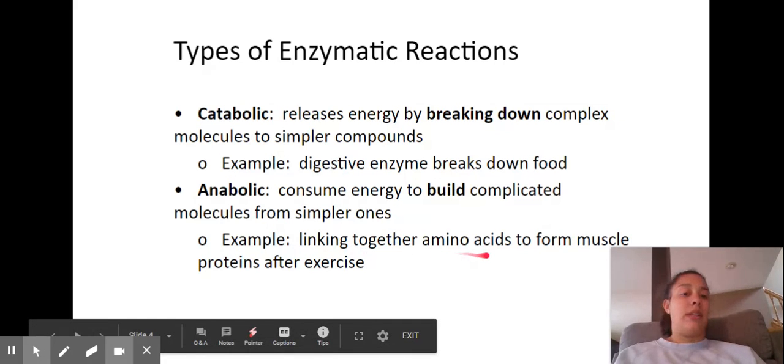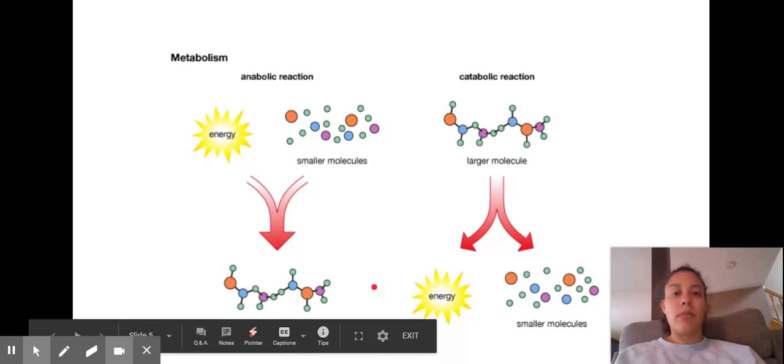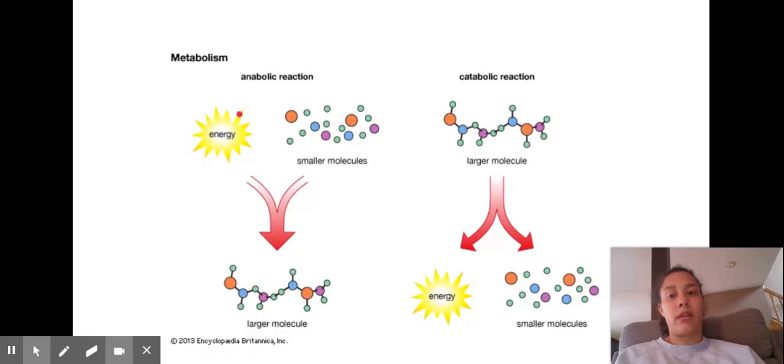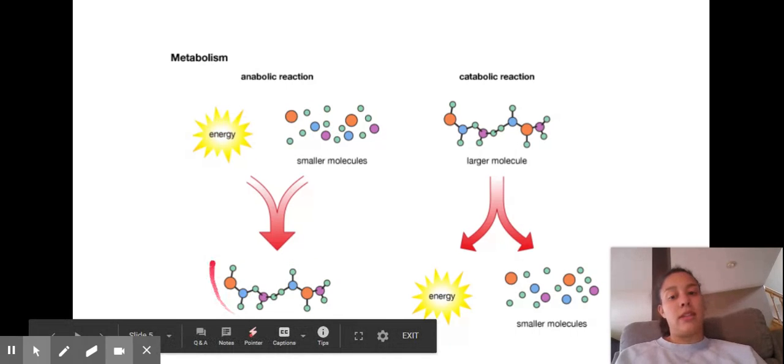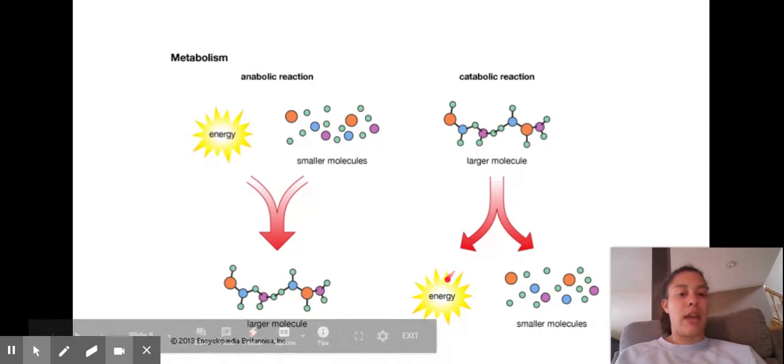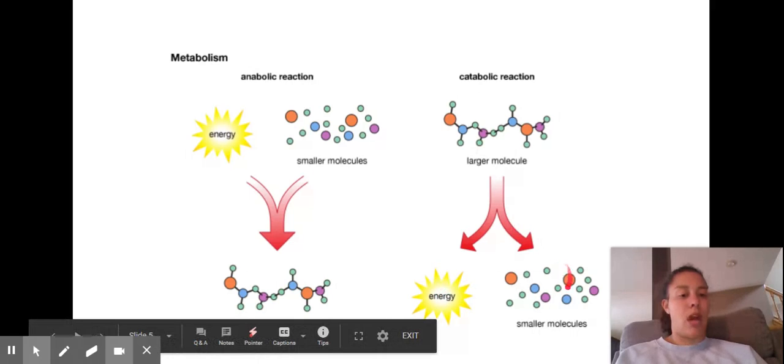And so we can see linking together amino acids to form muscle proteins. Here's another look at anabolic, utilizing energy, mixing with the molecules, in the end creating something large, so that energy gets stored up in the chemical bonds in the polymer that is formed here. Catabolic reactions are going to take this large molecule and reverse it, right? Break it down, release some energy, exergonic, have smaller molecules in the end.